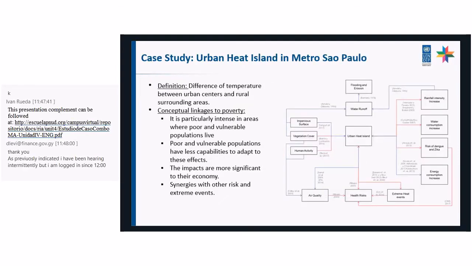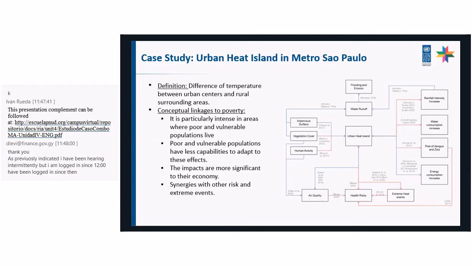So going a little bit into the actual case study that we made, the problem that was defined here was the effect of the urban heat island in the Sao Paulo metropolitan region. So for you to know, the urban heat island effect is defined as the difference of temperature between the urban centers and the rural surrounding areas. So as you can see here, this is more of a general literature review summary of the causes on one side and the consequences on the other one.